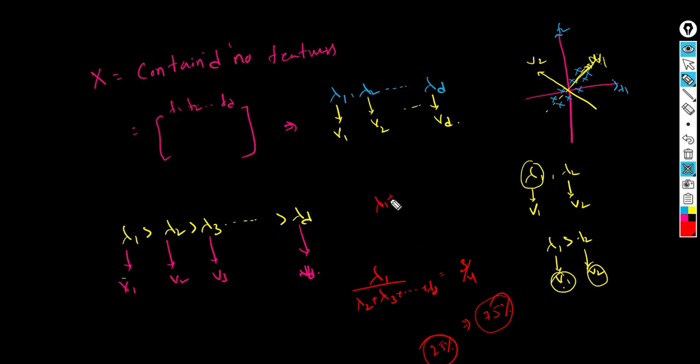That means the numerator is lambda 1 plus lambda 2, divided by lambda 1, lambda 2, lambda 3, lambda 4, up to lambda d. This way we get more information from the vectors v1 and v2. We can neglect the other vector directions.